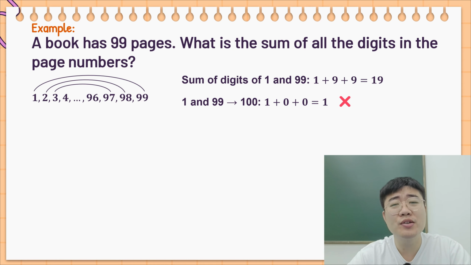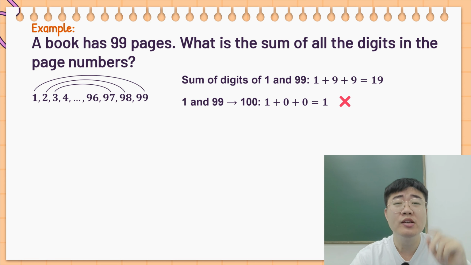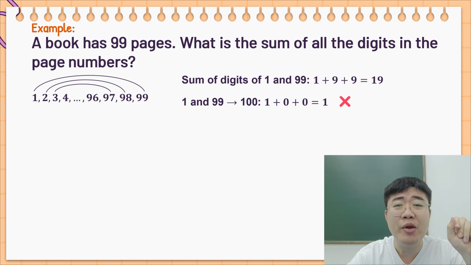So what has caused us this difference is because now we get the carry over here. On the ones place, 1 plus 9 equals to 10, carry over 1. So this has changed the sum of digits in each of the value places here. So this means that when we group the numbers together, we have to make sure there's no carryover. Whenever there's carryover, the sum of digits is going to change.